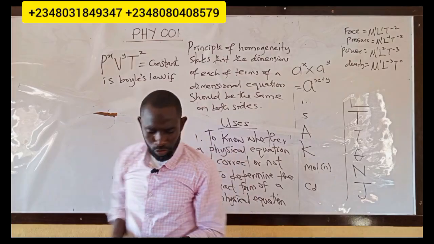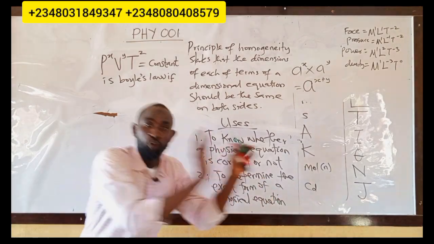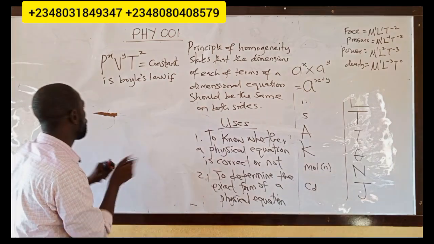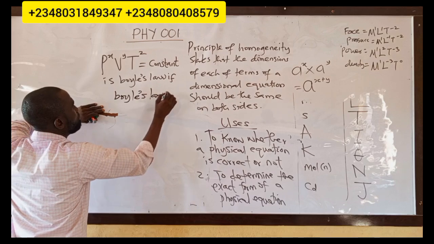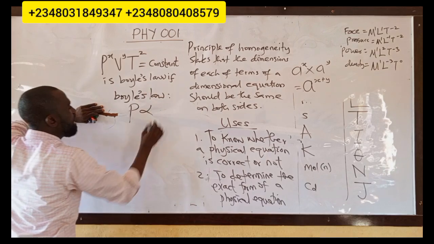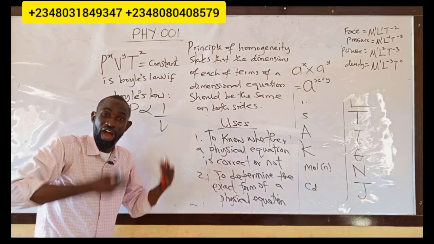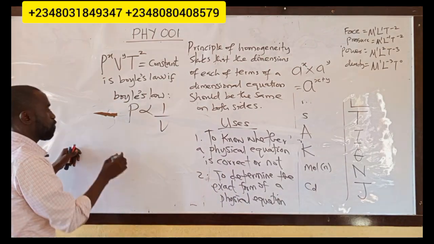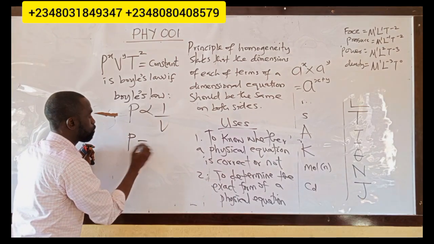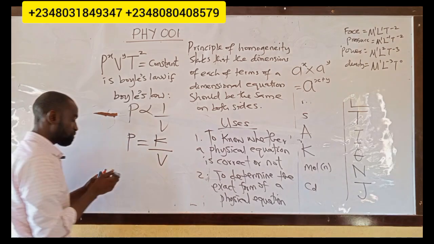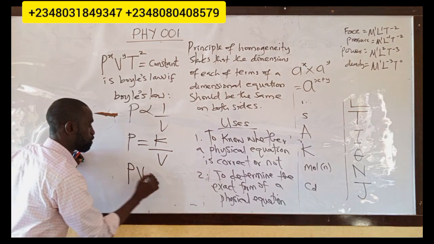So let's go to Boyle's law. It is pressure and volume. Charles's law is volume and temperature. For Boyle's law, pressure varies inversely as volume, or volume varies inversely as pressure. The same thing. So we have P proportional to 1/V. We remove the proportionality sign to become a constant: P equals K over V. We cross multiply, and we have PV equals a constant.